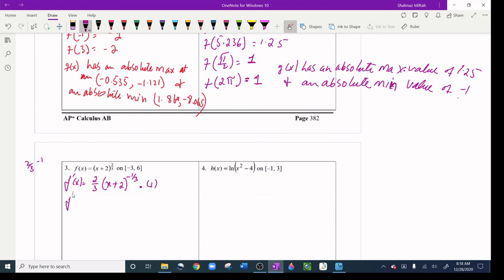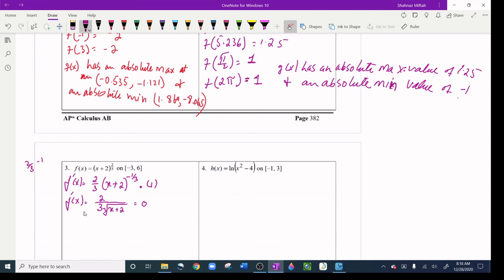Let's fix this around. Then I'm going to make it equal 0. So I got 2/3, and since the 3 is already in the bottom, I can move this to the bottom: 3 times the cube root of x plus 2. So that's what it is, and I'm going to make the derivative equal 0.